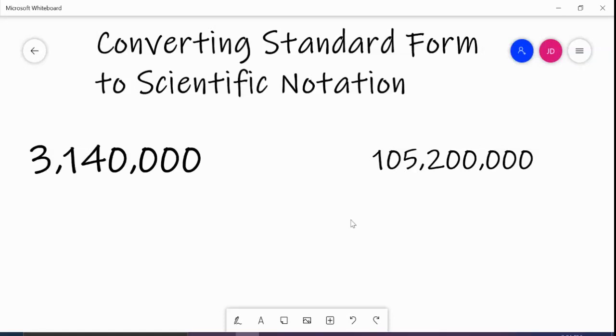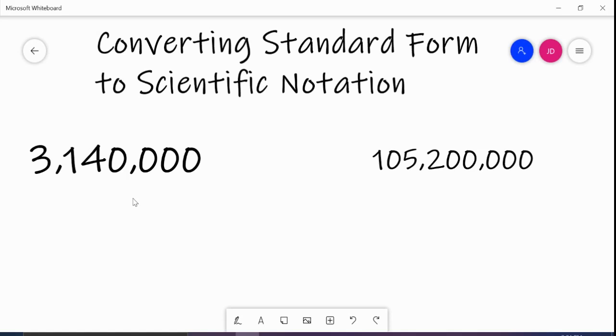In today's video, we are going to be converting standard form numbers into scientific notation. So just a quick recap. Remember, scientific notation is used by scientists, astronauts, and doctors to represent really large numbers or really small numbers, and it's basically a simpler way to write them. So we have these really large numbers in these cases, and we're going to convert them to scientific notation.